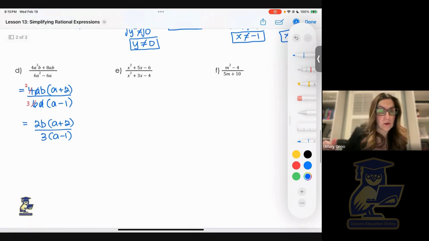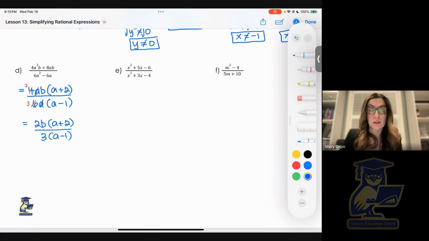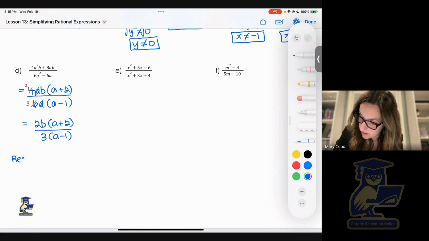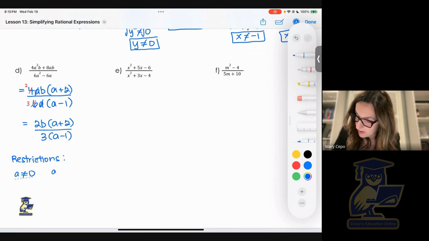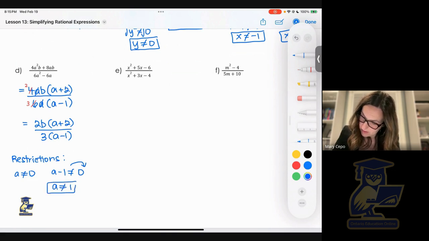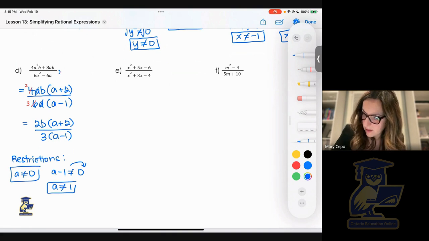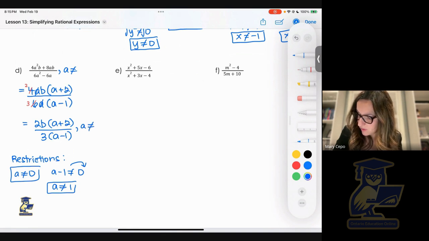So if you notice, we did cross out that a that was common, but since it was in the denominator, it is part of our restriction. So any variable that exists in the denominator is a restriction. So in this case, I can say a cannot equal 0, and we have a minus 1 cannot equal 0. So simplifying here, a cannot equal 1. So we can say, oops, sorry, at the simplified form I should be putting this, a cannot equal 0 or 1.